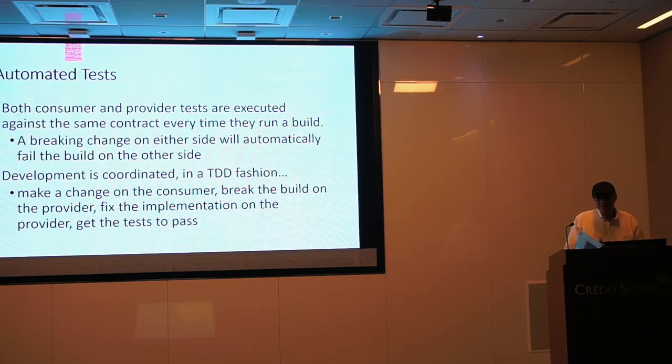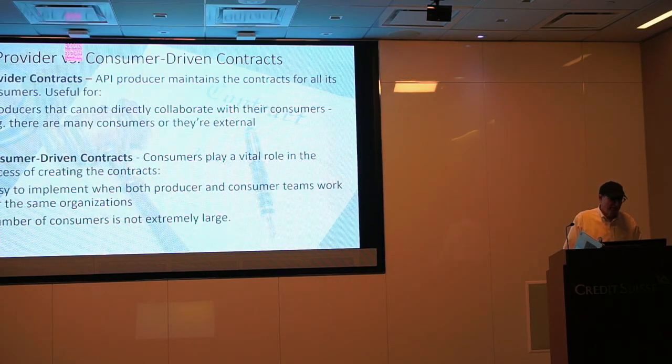They're always guaranteed to be in sync, as we said. So every time the client does a build, if the contract changed, they'll fail. Every time the server does a build, it'll fail also. That's one model that we've been talking about: consumer-driven contracts. These are great for working in an enterprise.